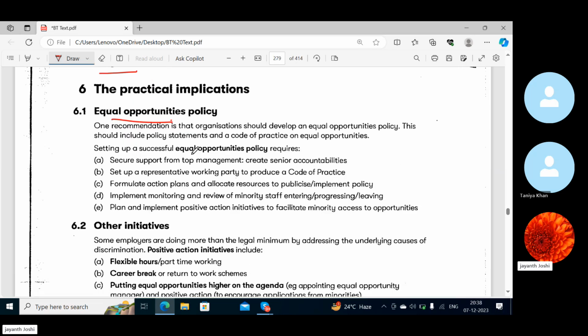So setting up a successful equal opportunities policy requires secure support from top management, create senior accountability, set up representative working party to produce a code of practice, formulate action plans and allocate resources to publicize, implement policy. That means what steps they should take to bring this. Implement monitoring and review of minority staff entering, progressing, leaving. Plan and implement positive action initiatives to facilitate minority access to opportunities. That means everyone should be given equal opportunities. If you want to set up that kind of thing, then you should be seeing all this.